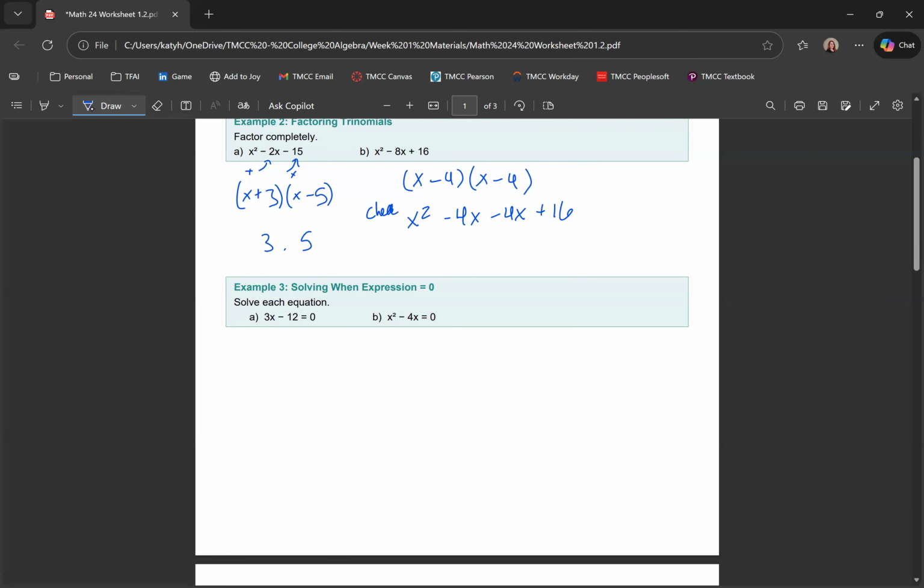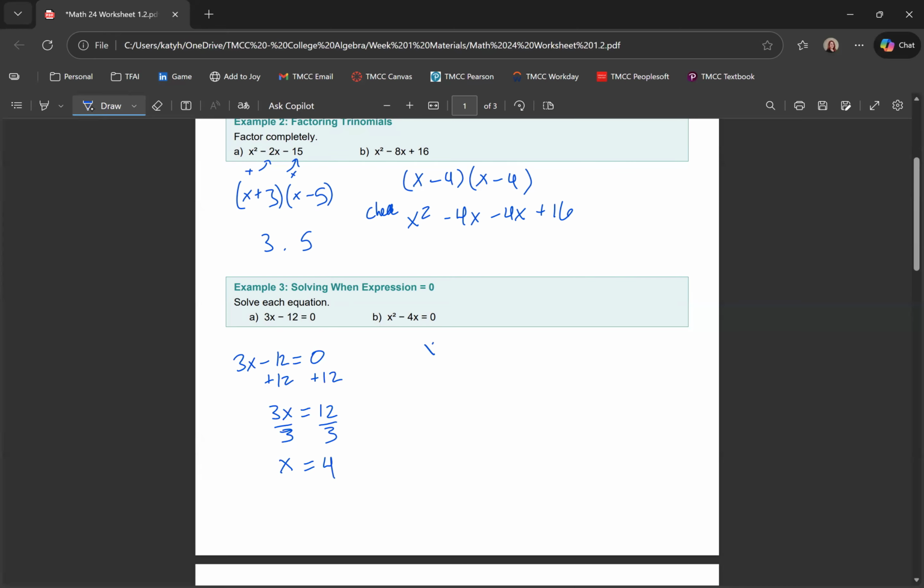All right, so now for the last one, solving when an expression equals 0. Here, if we have 3x minus 12 equals 0, I want to solve for x. So what I can do is I can add 12 to both sides, and I get 3x equals 12. Now I can divide by 3 on both sides, and I get x equals 4. And that's our answer.